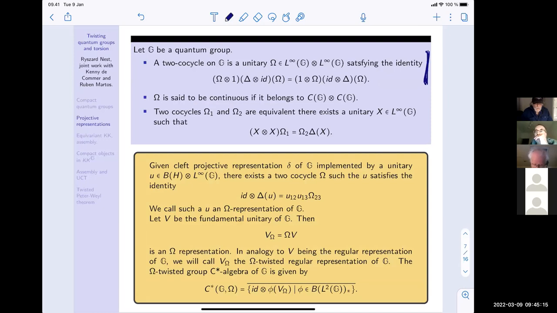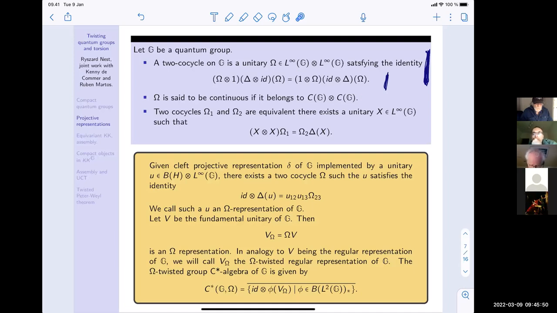Okay, first of all, a 2-cocycle is just a 2-cocycle. So you think about what a 2-cocycle in a group is, and you write it down as a function on G cross G, so in C(G) tensor C(G), and forget that things are commutative. That's the condition for a 2-cocycle. In general, it sits in L infinity tensor L infinity, so in the von Neumann algebra, even for a compact group like SU(2). Now it's continuous if it sits in C(G) tensor C(G).